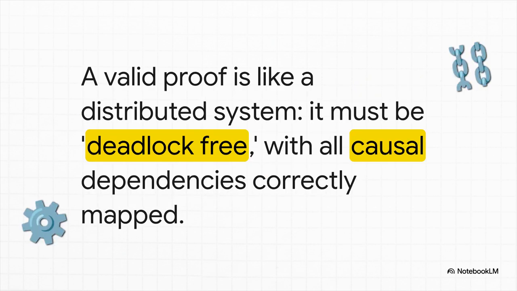And here is a fantastic way to understand this. Think of a proof net like a distributed computer system. For the whole thing to work, all of its parts have to communicate perfectly. So a valid proof is deadlock-free. That means there are no circular arguments, no logical traffic jams. Every single connection has to make perfect sense.